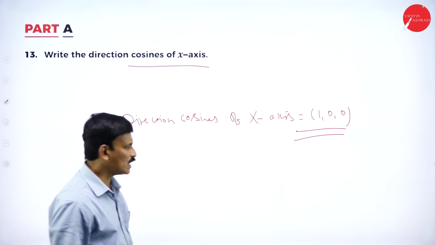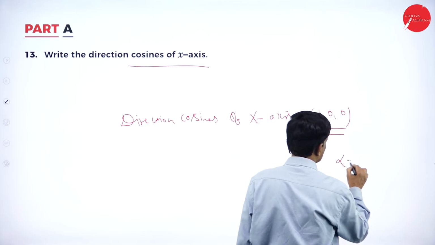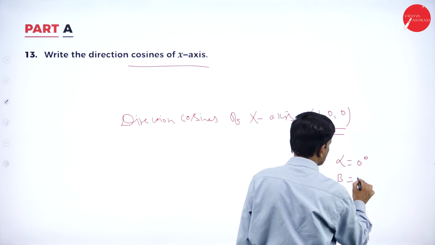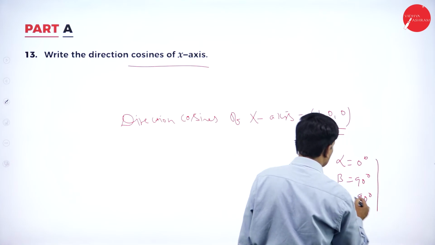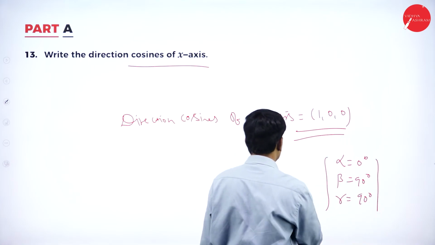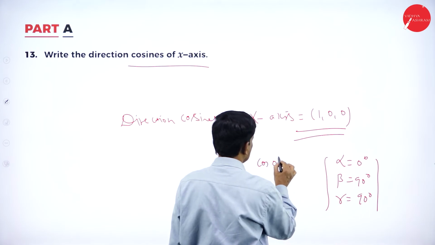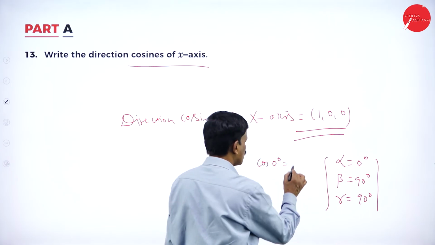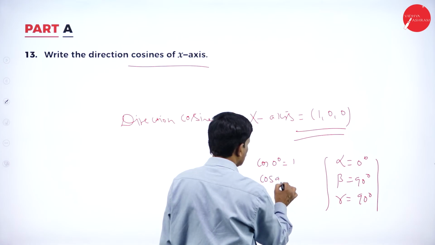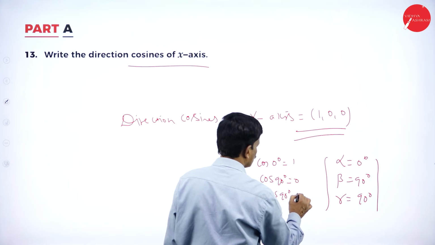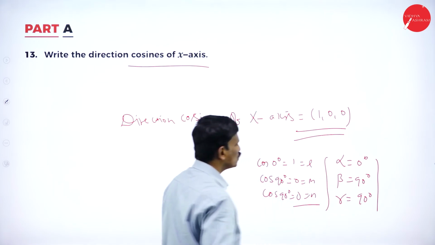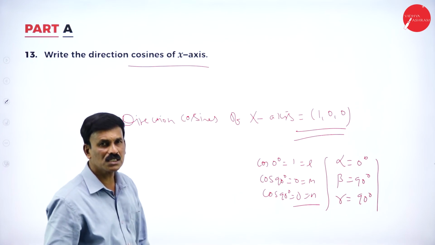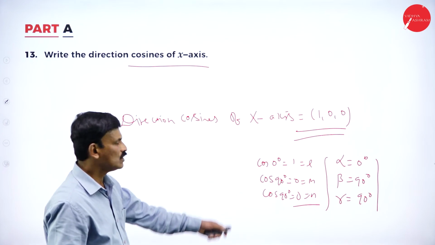Because it will make an angle of alpha. Alpha is equal to 0, beta is equal to 90 and gamma is also equal to 90. Then cos alpha is cos 0, which is 1, cos 90 is equal to 0. Again cos 90 is also equal to 0. This is L, M and N. So the direction cosines of x-axis are 1, 0, 0.